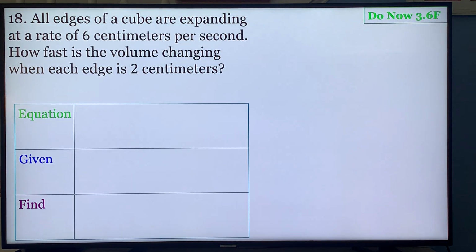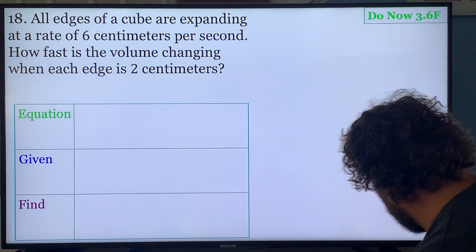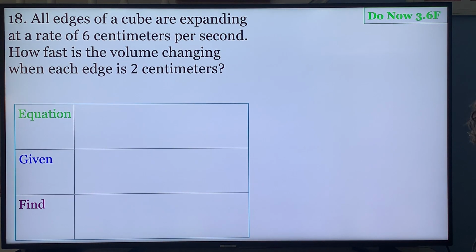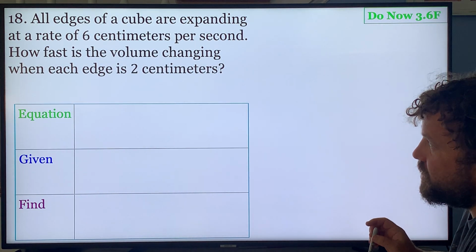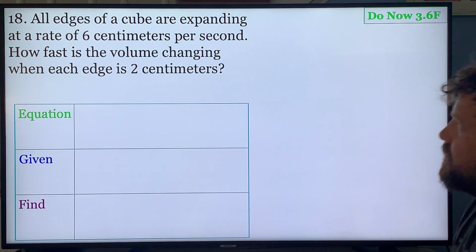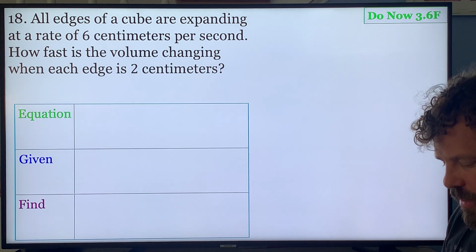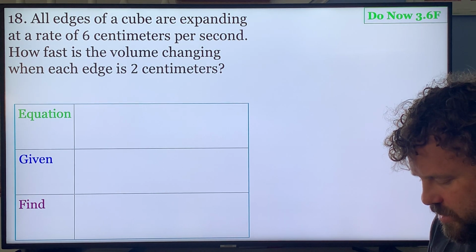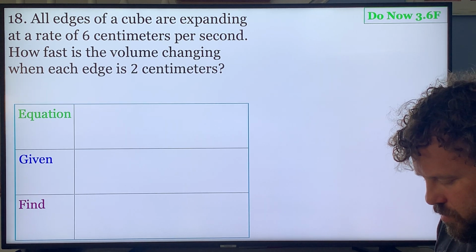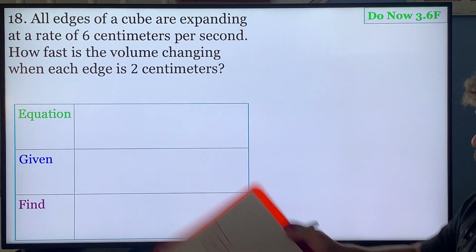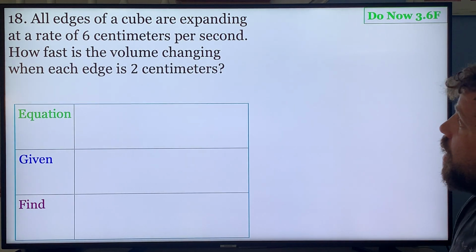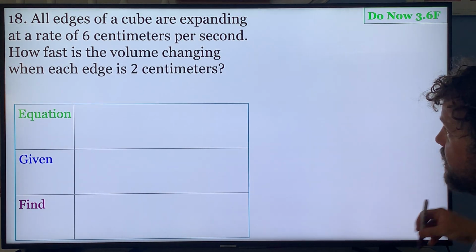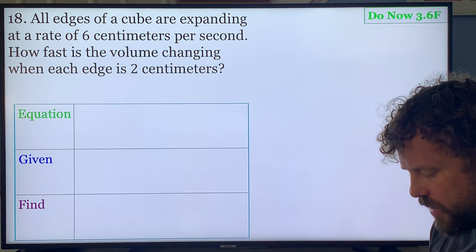All right. 18. Oh, last problem. All edges of a cube are expanding at a rate of 6 centimeters per second. How fast is the volume changing when each edge is 2 centimeters? So first thing you have here is a cube, right? What do you know about a cube? All the sides are the same, right? So let me draw my cube here. There's my cube. All the sides are the same. The edges are expanding at a rate of 6 centimeters per second.